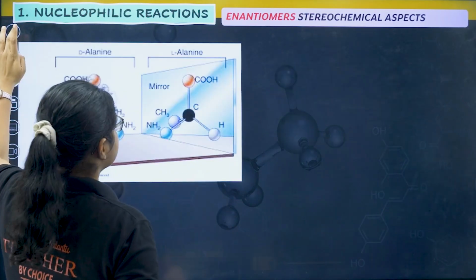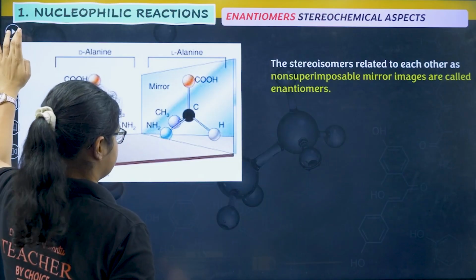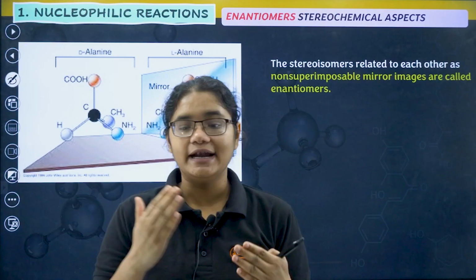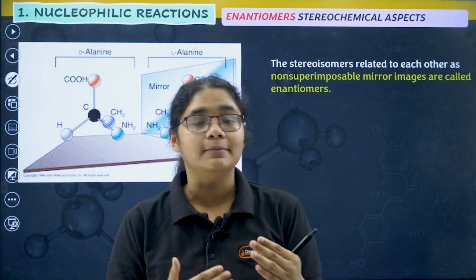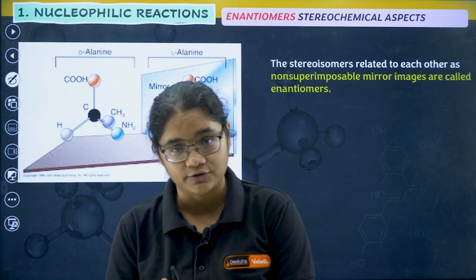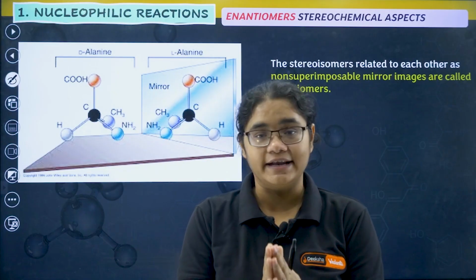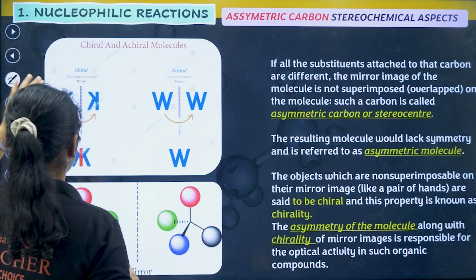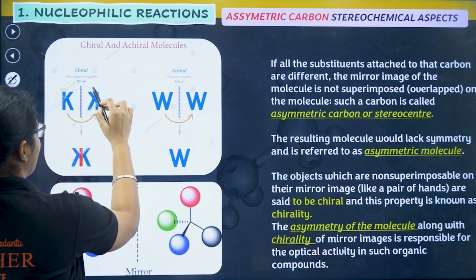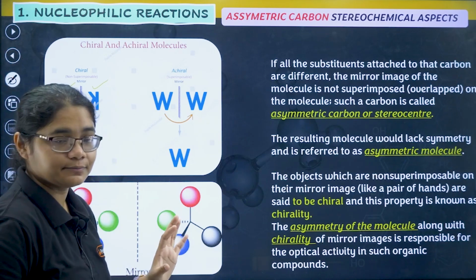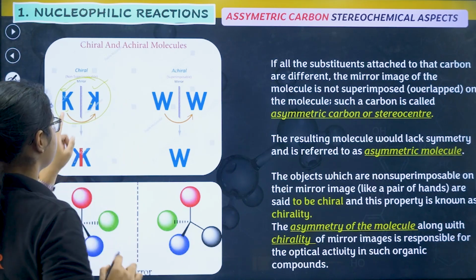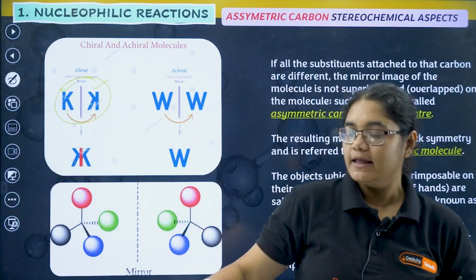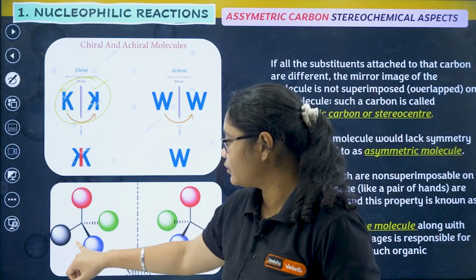Okay, now we will see the next thing, that is enantiomers. Now I told you the stereoisomers related to each other as non-superimposable mirror images of each other are called enantiomers. So for example, if you see this letter K, this letter was there and its mirror image was non-superimposable. So now this pair is called enantiomers. If you see a molecule here, okay, this molecule was there. This is a carbon with 4 different groups.